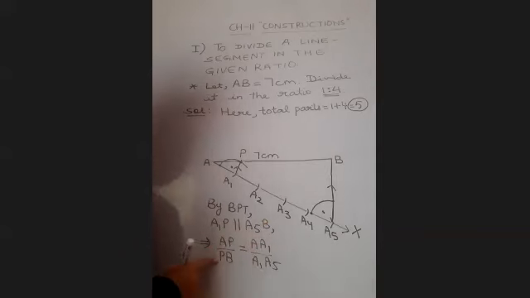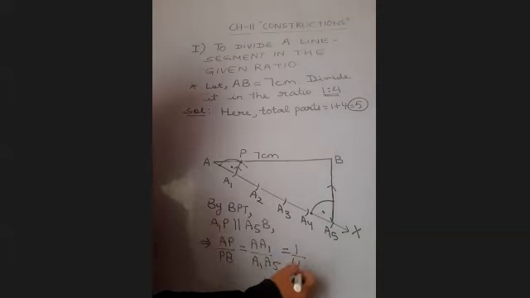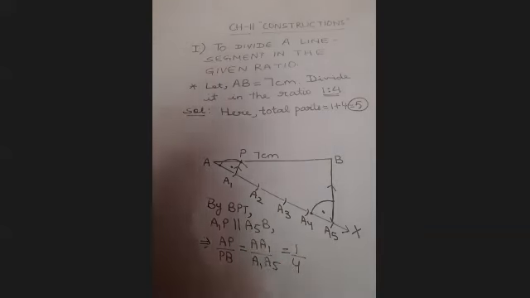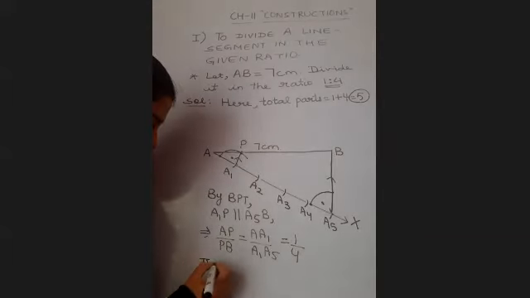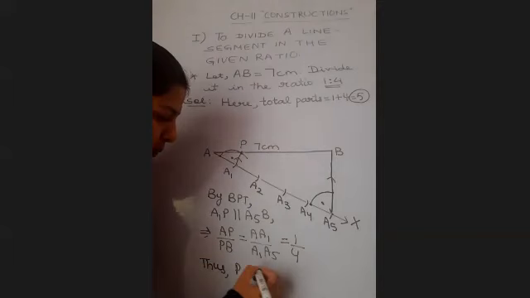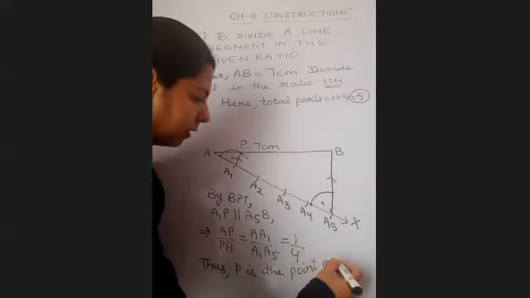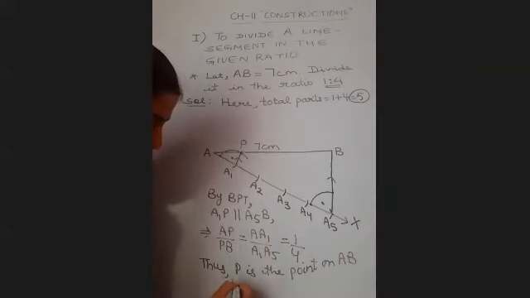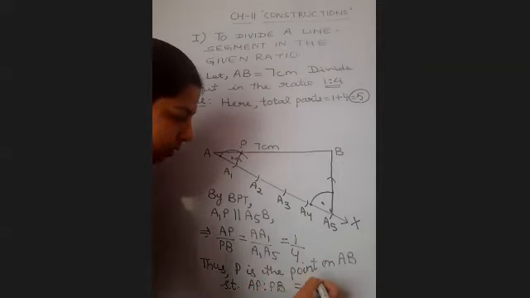Now AA1 is one part, A1 to A5 is four parts by construction. So what is AP and PB? 1:4. Is it justified? Yes, ma'am. Thus, P is the point on AB such that AP is to PB is equal to 1:4.